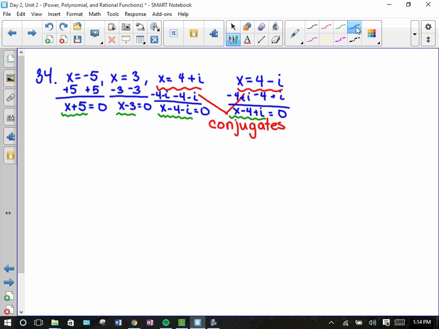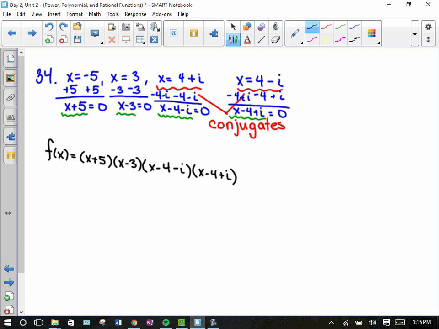So what I now know is that if I multiply each of these 4 factors by each other, multiply them all out, that's going to give me my polynomial. So f of x is equal to x plus 5 times x minus 3 times x minus 4 minus i times x minus 4 plus i. At this point, all of this is just algebra, just the distributive property for the next couple minutes.